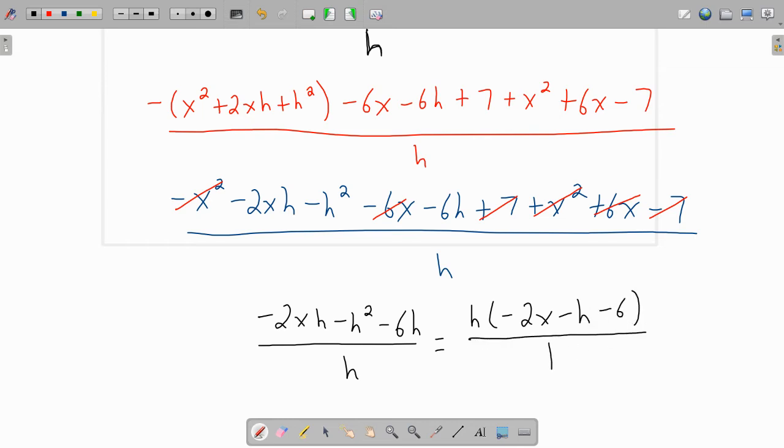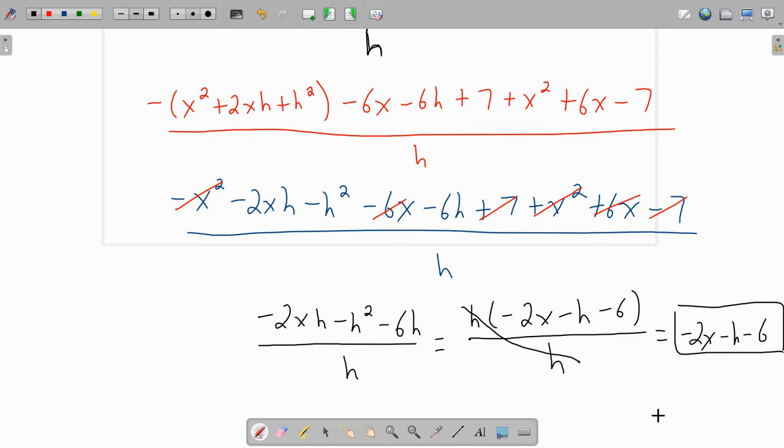So the GCF here was an h. You always just take out an h. You can leave everything else. So take out an h, take out an h, take out an h. This is what you're left with. This cancels, and you're left with negative 2x minus h minus 6.